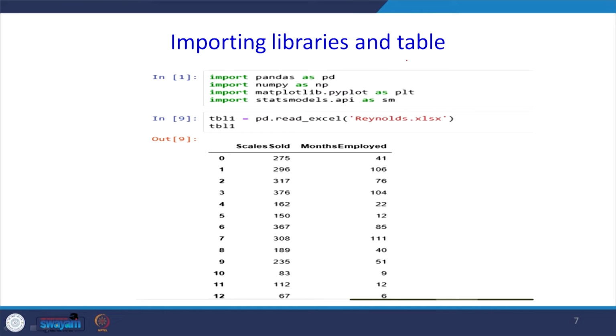Import pandas as pd, import numpy as np, import matplotlib.pyplot as plt, import statsmodels.api as sm. The data which I have stored in the file called reynolds.xlsx, I have just read this data. So, this was the data set. There is a y, this is the x.